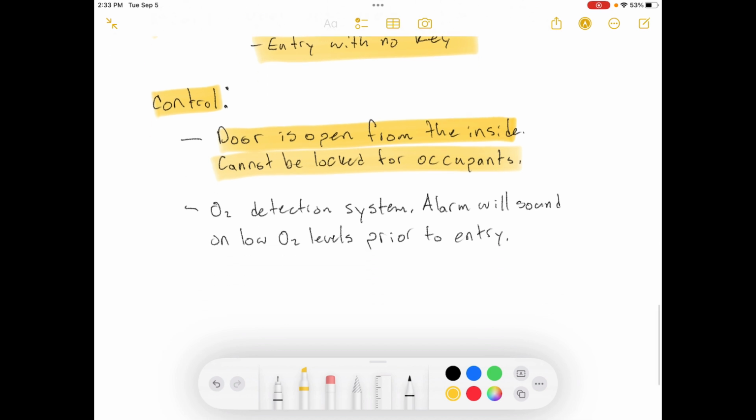Another thing you could do is to prevent anybody from even entering the room if they know that the oxygen level is low. You could put an oxygen detection system in the room. So there's a continuous sensor in the room that's sampling how much oxygen is in there. And if that oxygen level drops below the safe limit, then an alarm will sound, and then nobody's allowed to even enter the room. Okay? And if somebody's in the room when that goes off, then you just leave the room immediately, like cause an evacuation until you can find out how to solve the problem.